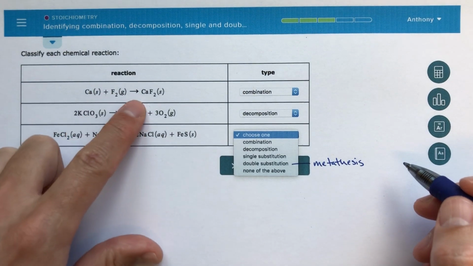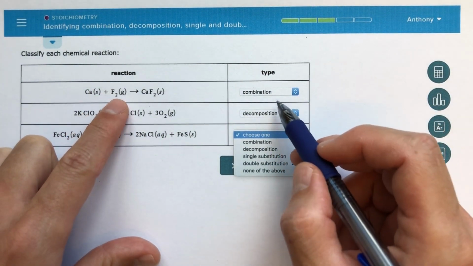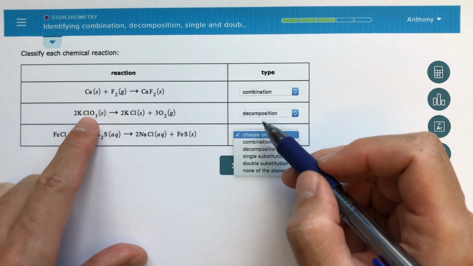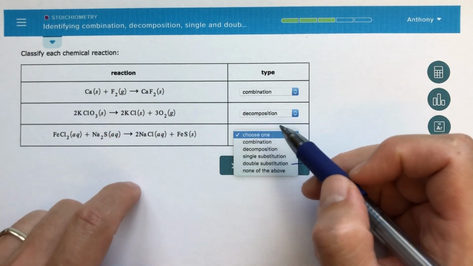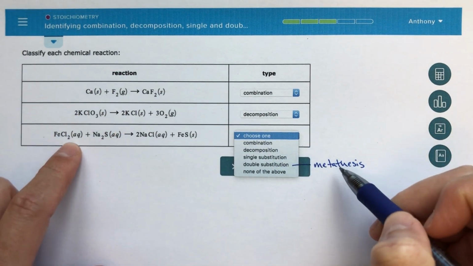So here I have another combination reaction. Oh, I've already filled these in. So combination reaction. Here I've got a decomposition reaction. So decomposition is going from one thing, breaking into multiple pieces. And then here I've got a double substitution or a metathesis.